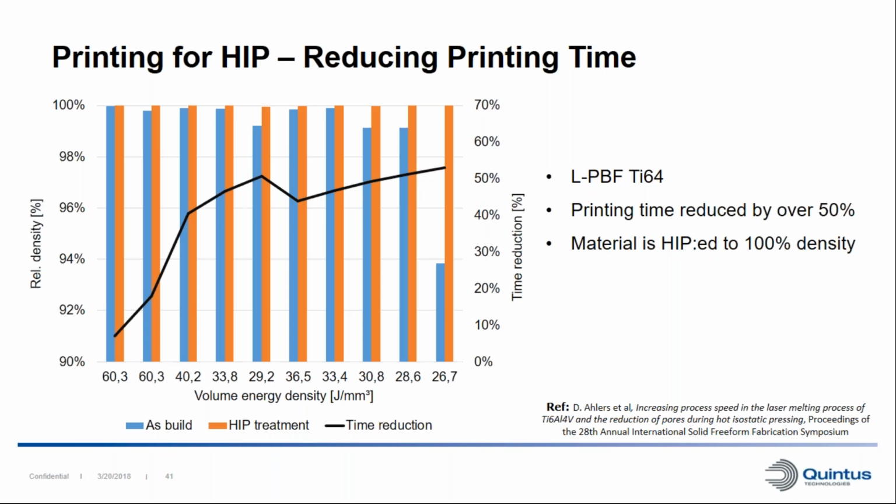The blue bars here are the relative density as built. The red bar is the relative density after hipping. And then we can see this black line corresponding to time reduction. So for example, here we can see that they printed one specimen set with only 94% density. It was possible to get to 100% density with the HIP process, and we can see that we can save over 50% of the printing time by doing this.